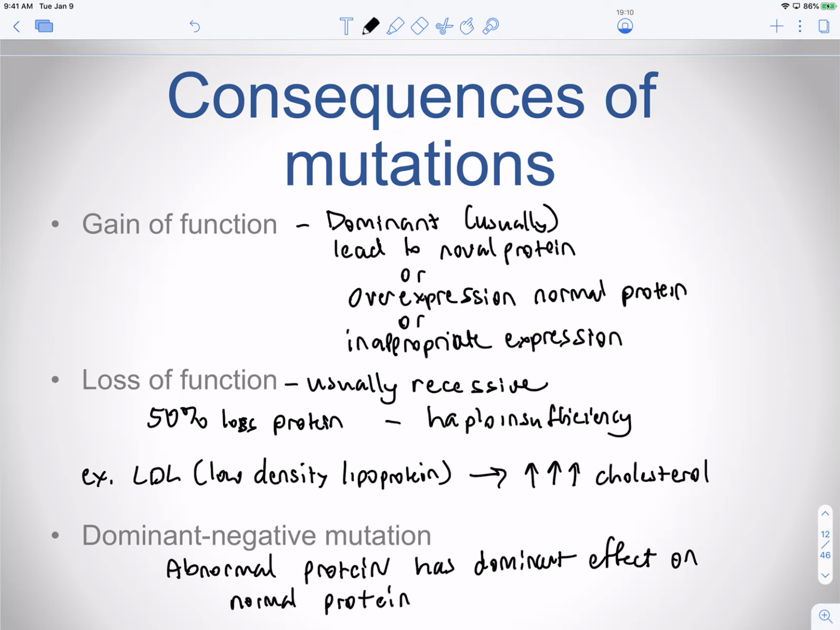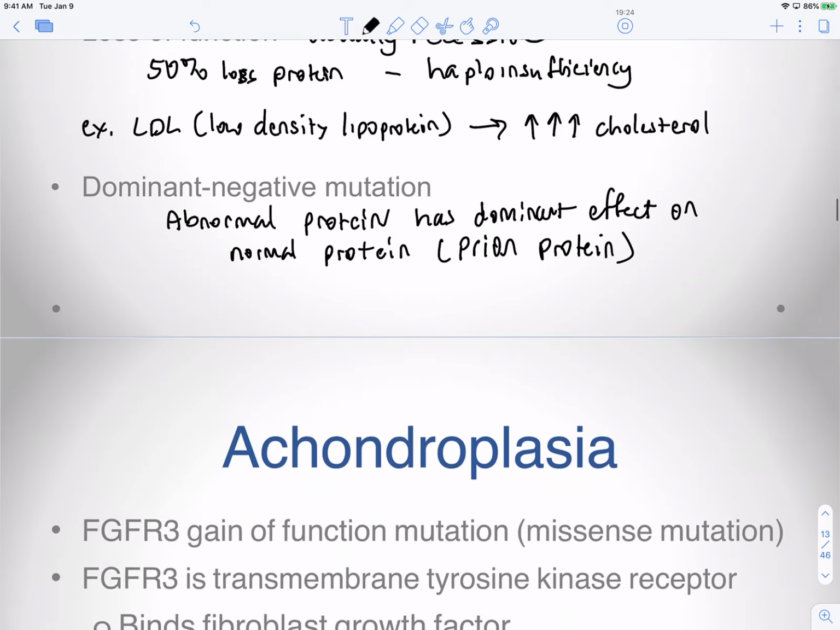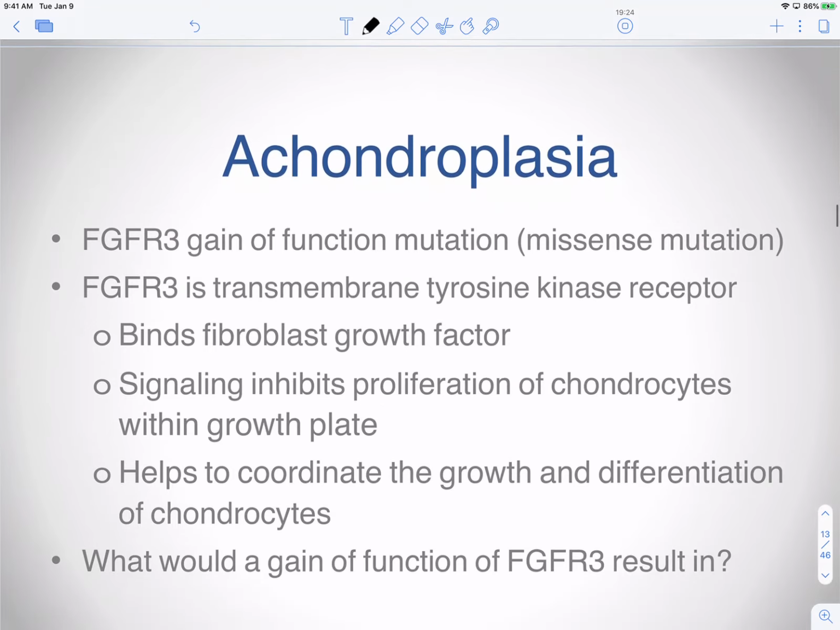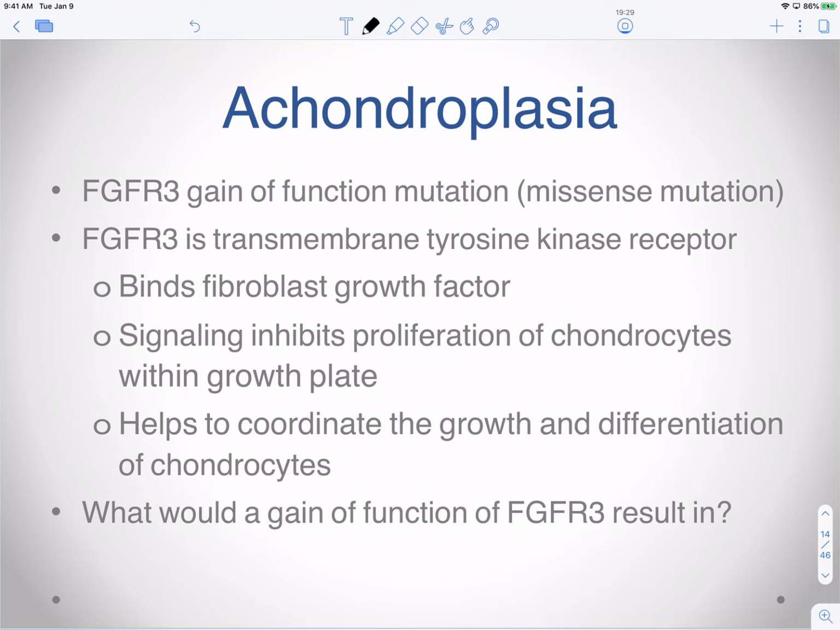Okay, and one example of this is our prion protein. Even though you make normal prion proteins, if you have the mutated version, it's going to have a dominant effect over the unmutated. Now, an example of a genetic disease is Achondroplasia.